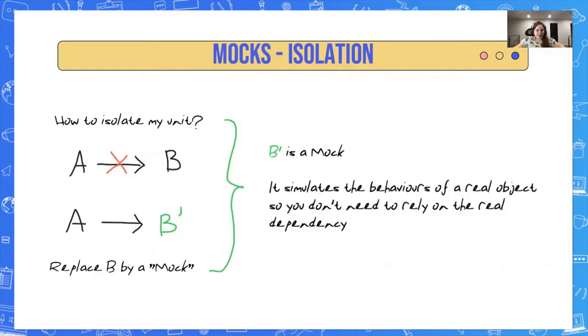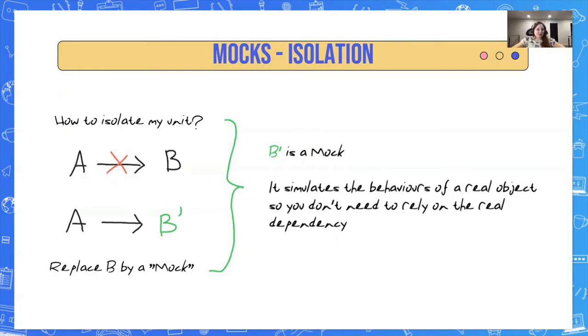So let's take an example. Here we have the class A, which is the class under test. And A depends on B, probably calls one of B's methods. To achieve a good isolation of A, we need to replace the instance of B by a mock to cut the dependency that we have on B.